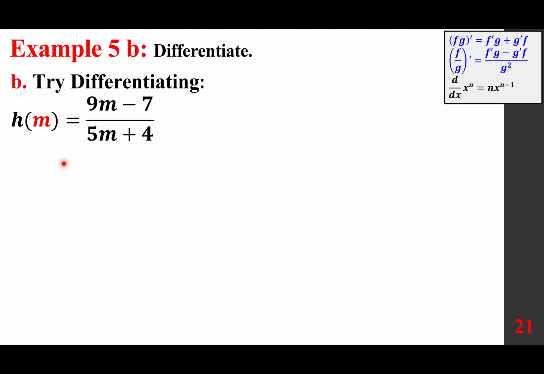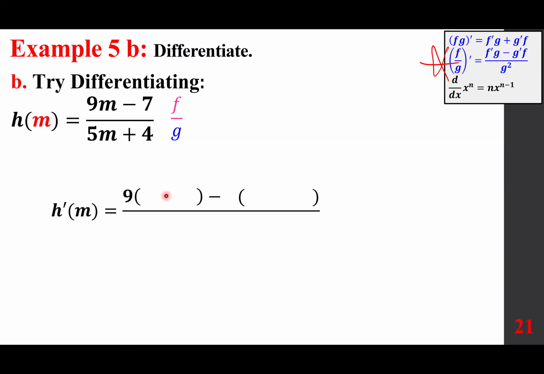So in that case, we notice we have to use the quotient rule. We're going to write it as f over g. We're going to write the differentiation formula for the quotient rule, f prime g minus g prime f over g squared. And we use that shorthand notation. So f prime is simply 9 times g, the bottom function, 5m plus 4, minus g prime, the bottom just gives you 5, over the top function 9m minus 7, and then put the bottom 5m plus 4 and square it.